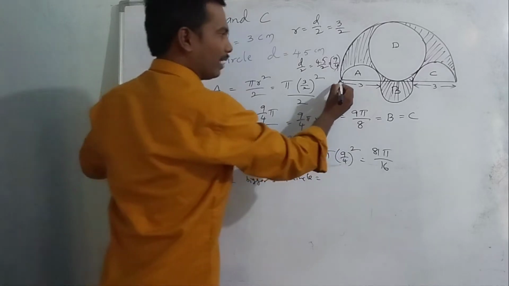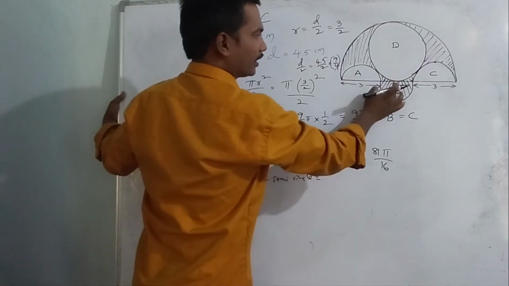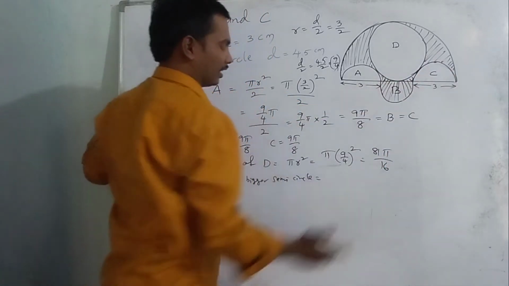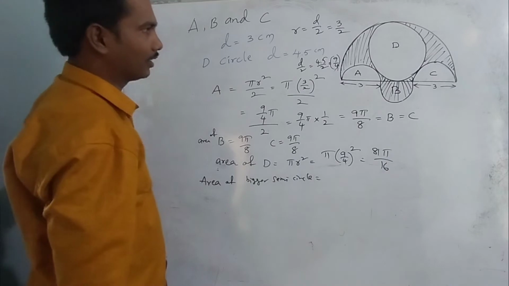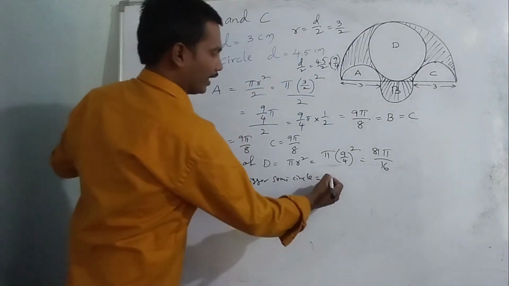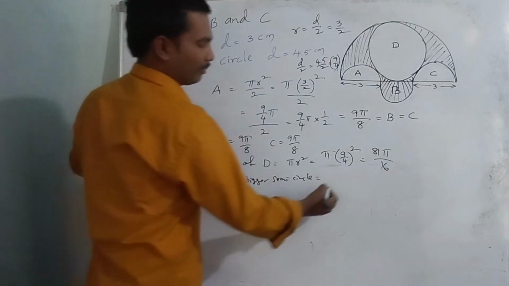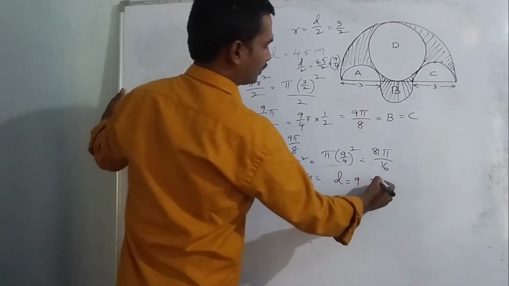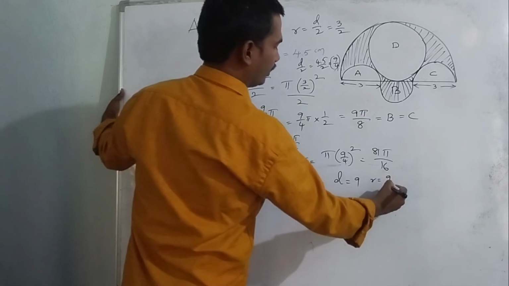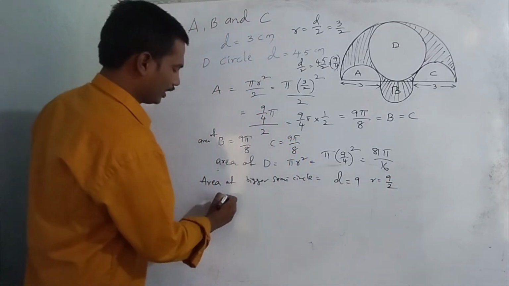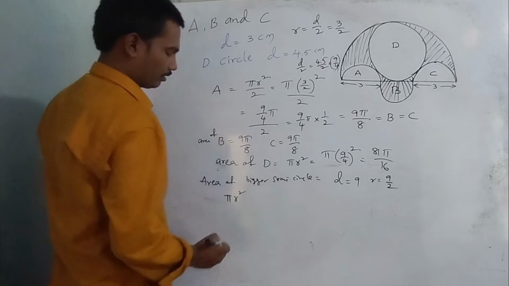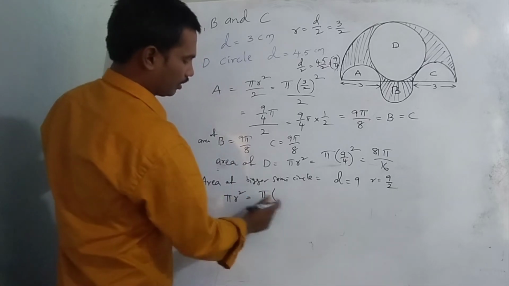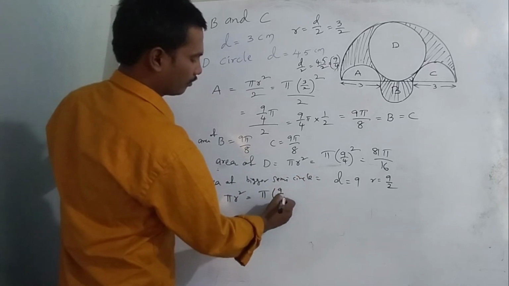That semicircle diameter, here to here, 3 centimeters plus 3 centimeters, total 9 centimeters. Then the radius... the bigger circle diameter is 9, and radius is equal to 9 by 2. So the bigger circle area is pi r square. I am not substituting the pi value here; r value is 9 by 2, whole square.